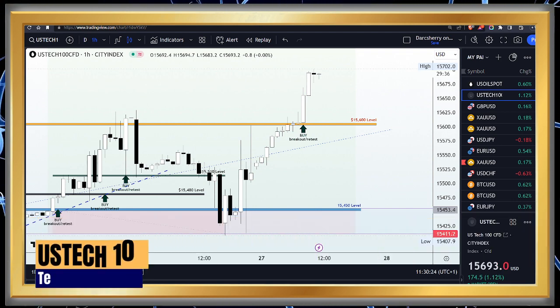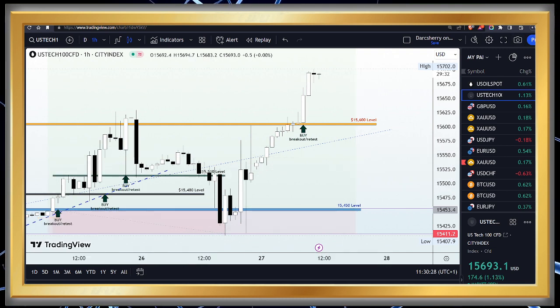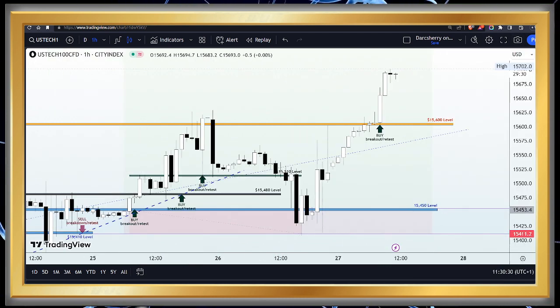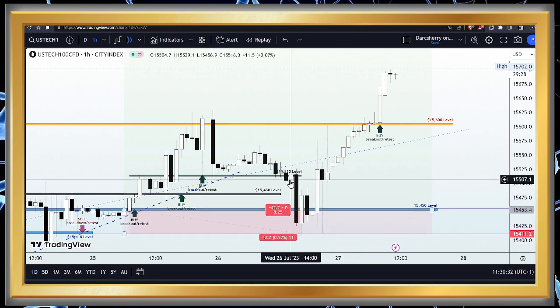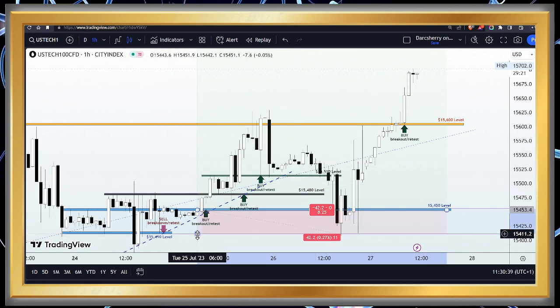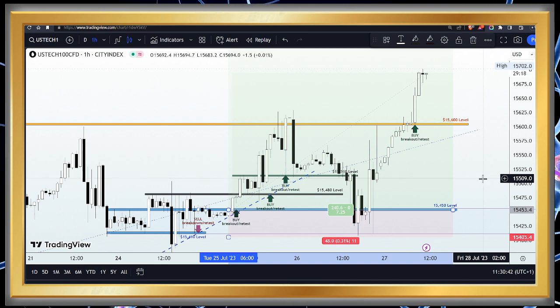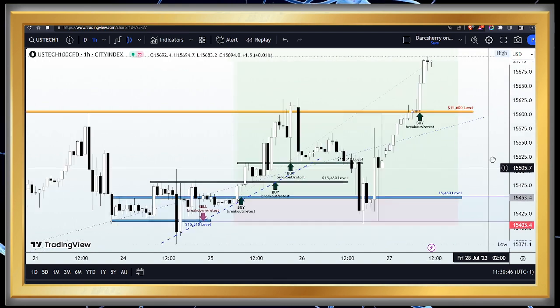The next instrument on our watch list for today is the USTech100, which is popularly known as the NASDAQ. It has been a very, very profitable week, as we have been buying this instrument since the beginning of the week. Now, let's run through the expectations in this market and what actually led into the idea of buying this financial asset for this week.